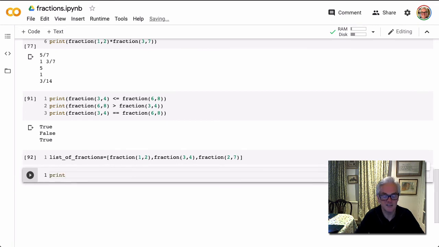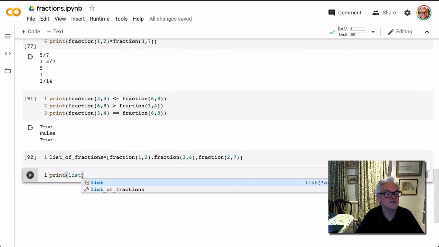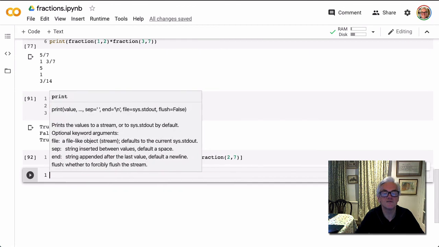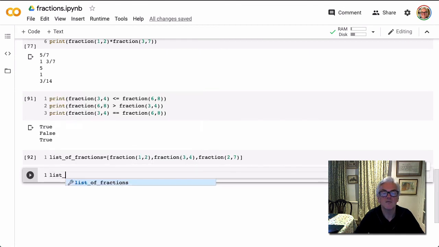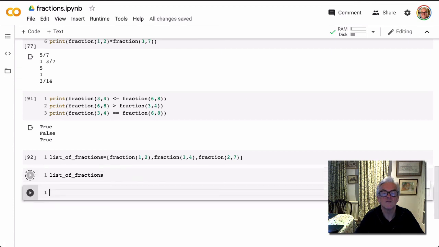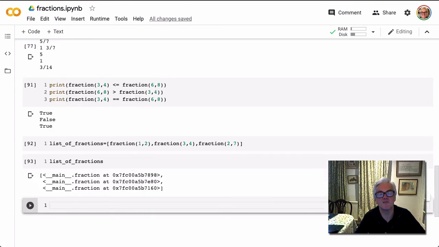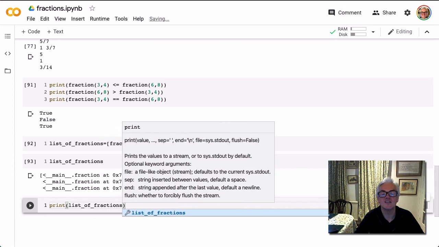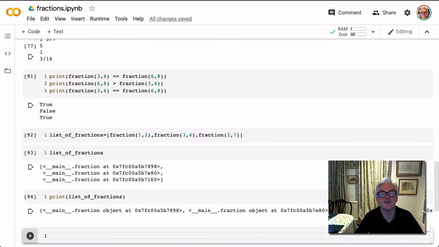Let's get that back. So print list. Can I do this? Let me just see what list of fractions returns. Oh, it just tells us that we've got 3 objects in the list. This is a little bit tricky, getting this back out from a list. So what I can't do is print list of fractions, because it's just going to return pretty much the same thing here. Okay, it says there's 3 fractions objects.